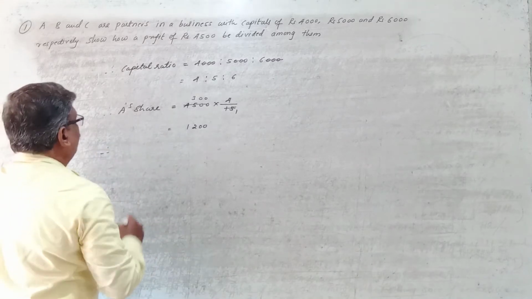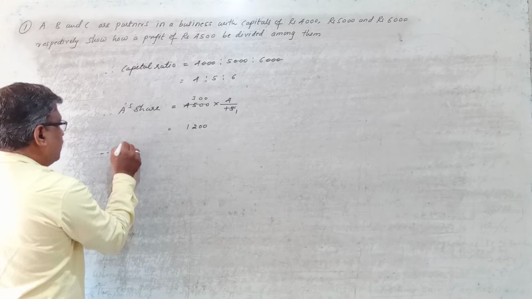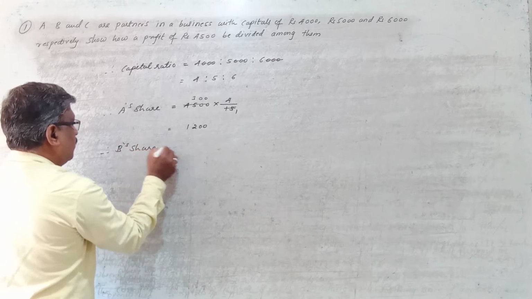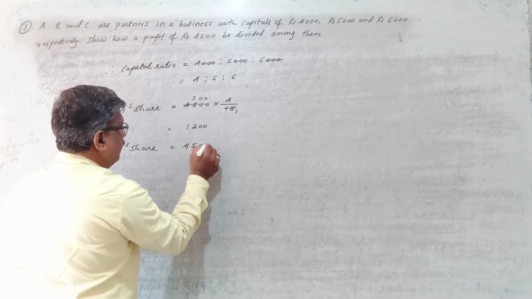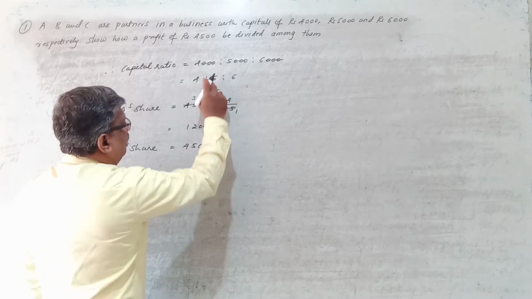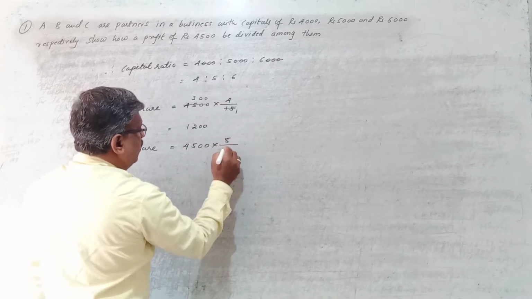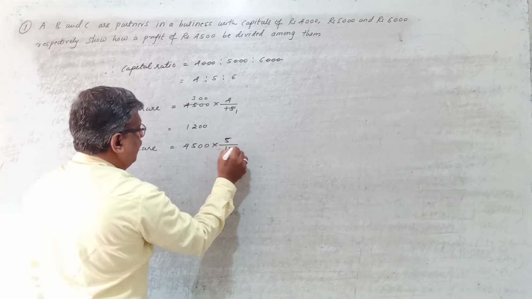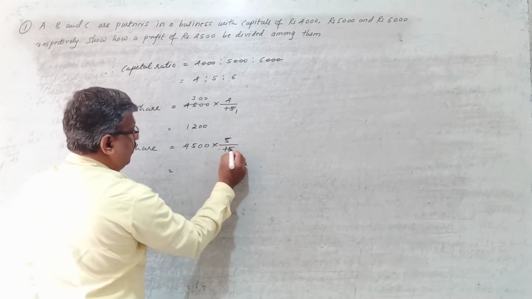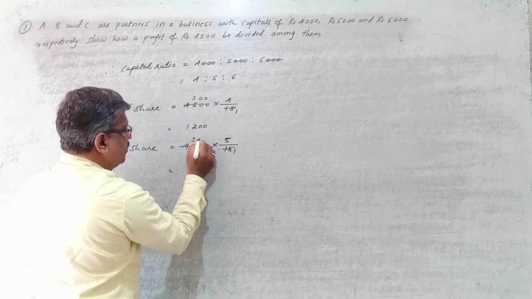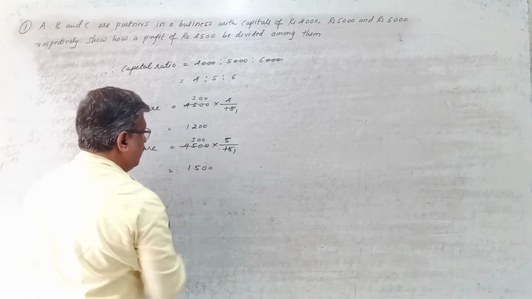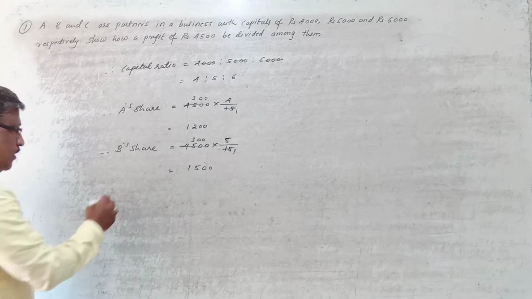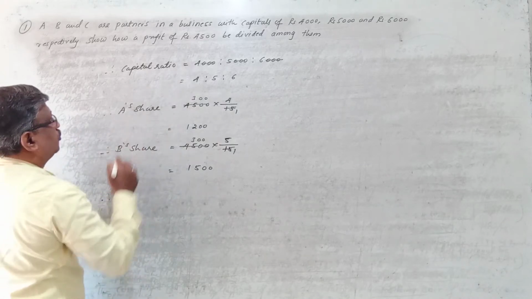Now you distribute to B. B's share of profit is equal to the profit 4,500 multiplied by B's share, which is 5 divided by 15. Again, 15 ones are 15, 15 threes are 45, 300 into 5 we will get 1,500.